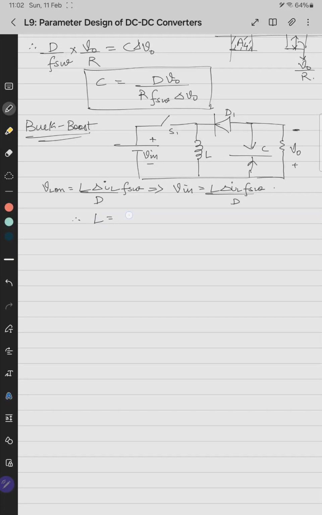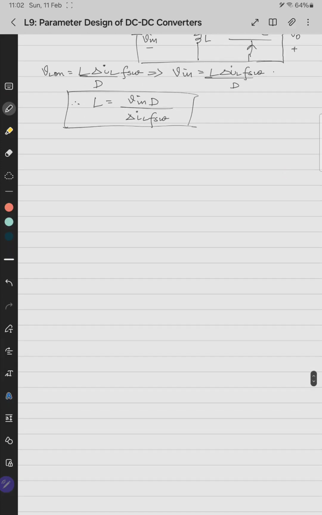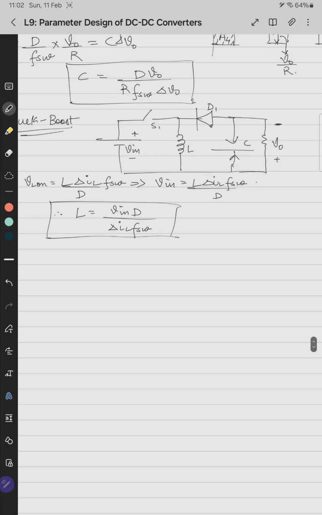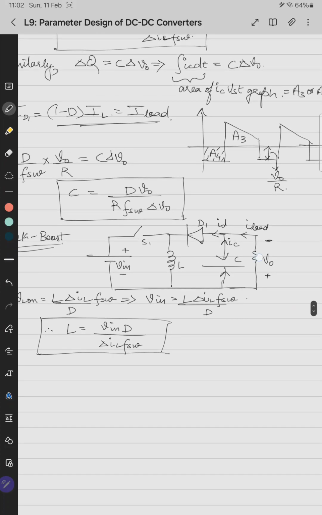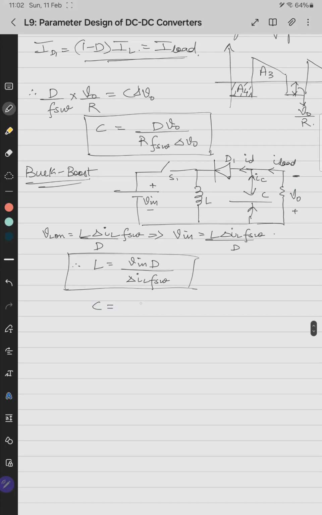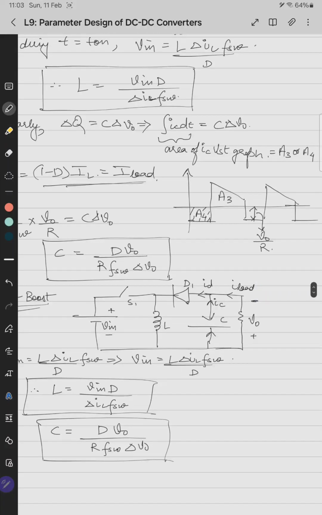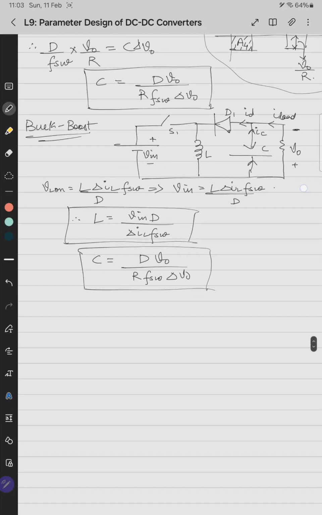So therefore L is what? V in D by delta IL into F switching for a buck boost converter. And so again, this is ID, this is IC, and this is iLoad. IC is what? ID minus iLoad, because ID equals IC plus iLoad. So the same relation holds for the boost converter also. So I'll directly copy paste the C expression, that is D into V naught by R into F switching into delta V naught. So the same relation for capacitor holds, because the same waveform of the diode current which you already saw here, this waveform is valid for the buck boost converter also.